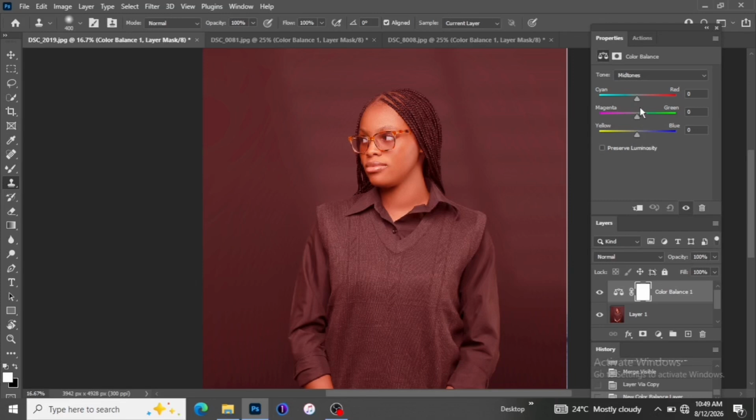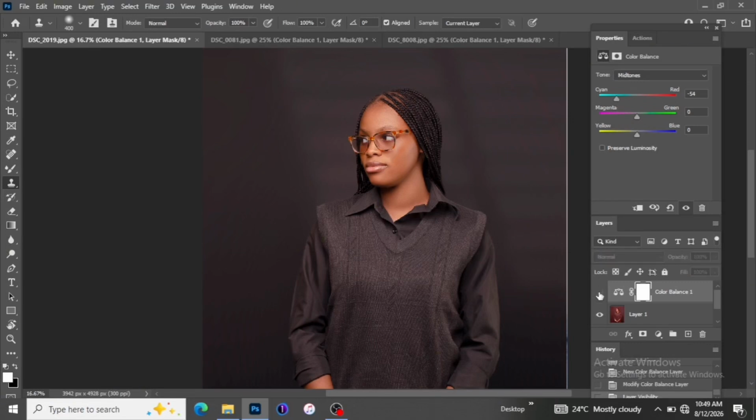Now, we already said that this picture is looking reddish in nature, which means for us to bring it back to its original state, we are going to slide this from red to cyan. We are going to increase it slightly. You can see the difference now. So you can see we have gotten the original color of this picture.